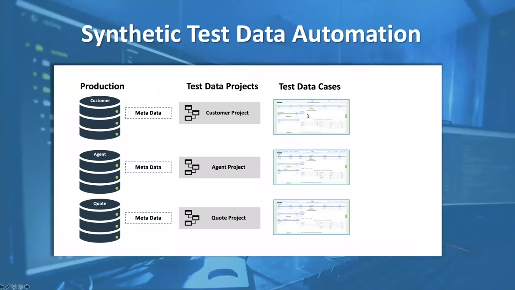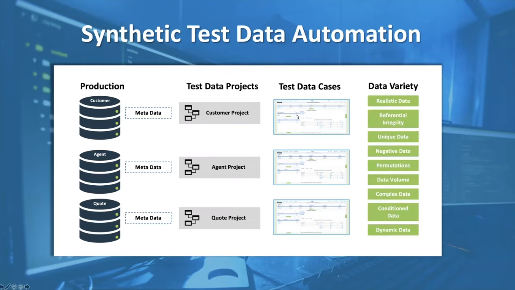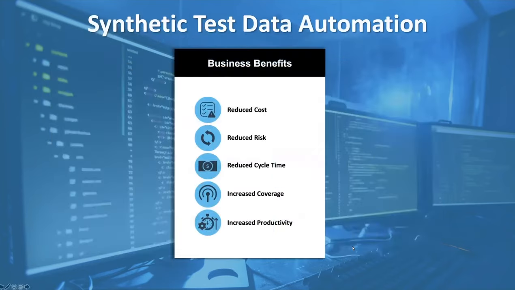Then we're able to build these different test data cases against that customer project or whatever the application is, for load, for performance, for unit testing, integration testing in these different test data cases. And the benefit of that is it not only gives us realistic data with referential integrity, but also all of the data variety that we need to help the enterprise customer solve their challenges. So the business benefits are very compelling. Instead of spreadsheets or manual or creating scripts, customers now can reduce the cost, reduce the risk because it's all secure data, and have very much faster cycle time, better coverage and productivity.